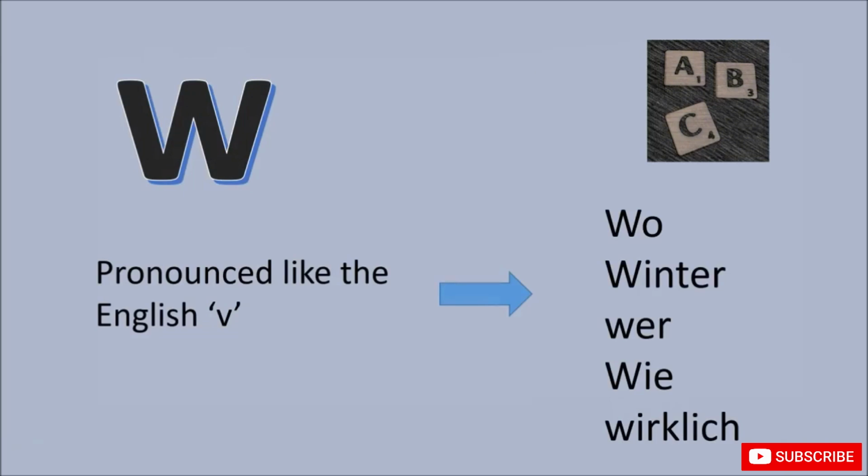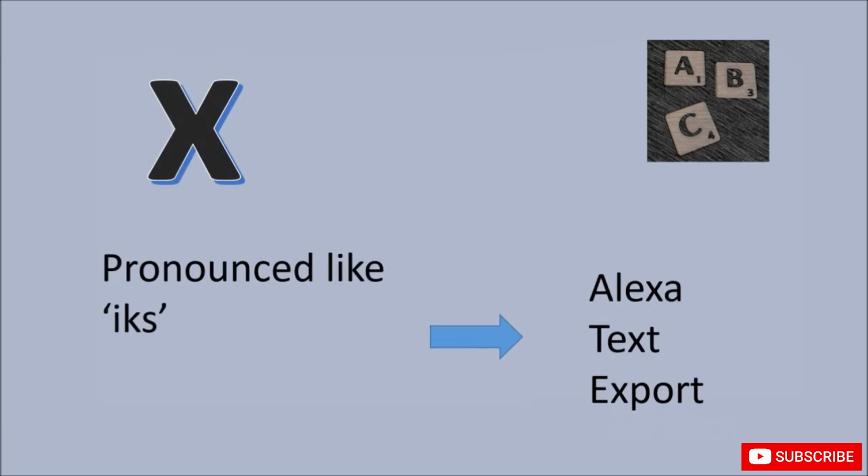W, pronounced like the English V, so V, wo, Winter, wer, wie. Wirklich? Yes, really. X, so the X, Alexa, Text, Export.